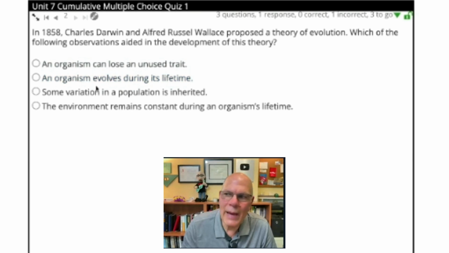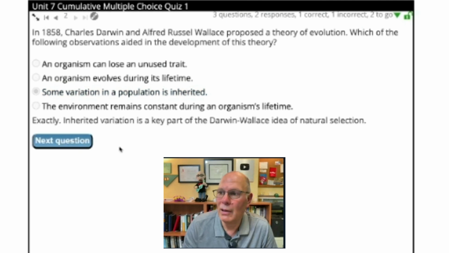Think about what happened with the rock pocket mouse. There was a mutation. That mutation was passed on to its offspring. It's about the inheritance of variation. So what happens if you get one right in this system? You get some praise. Exactly. Inherited variation is a key part of the Darwin-Wallace idea of natural selection.